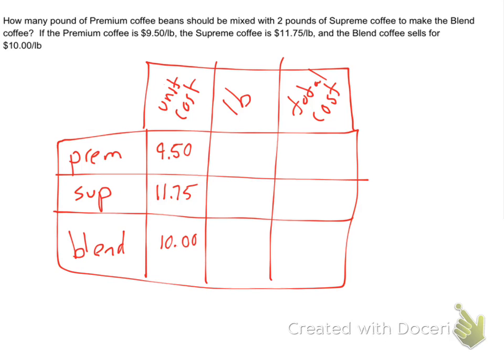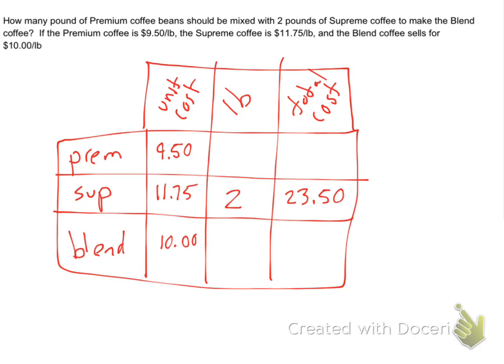Do we know any other information? Because we need to at least know something. One more piece of information is all we need. 2 pounds of supreme. Ooh, down here. We know this one. Okay, so everybody have that? If I have 2 pounds of supreme, how much is the supreme coffee portion of it going to cost me? Is it 24 something? 23.50. It's going to cost me $23.50: $11.75 times the 2 pounds I'm using.